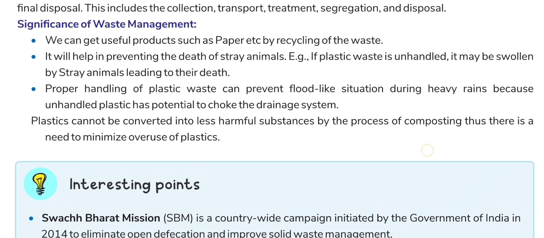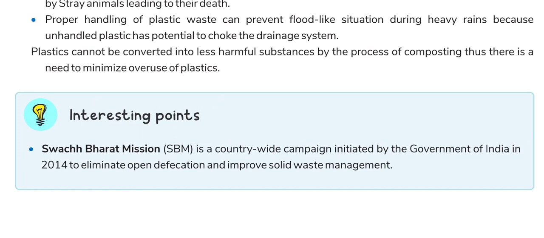Proper handling of plastic waste can prevent flood-like situations during heavy rains because unhandled plastic has the potential to choke the drainage system. Plastics cannot be converted into less harmful substances by the process of composting, thus there is a need to minimize overuse of plastics. Garbage in, garbage out.